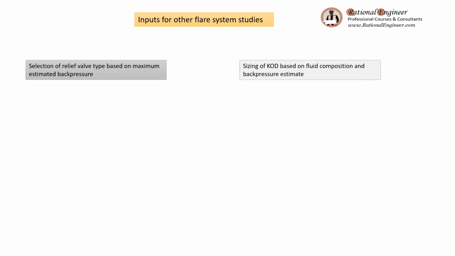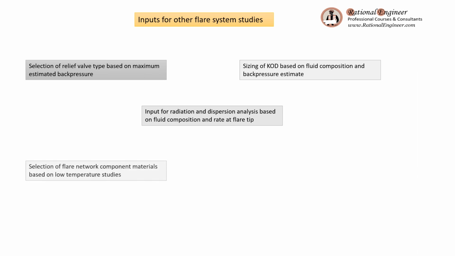Flare network hydraulics would also provide inputs or starting points for other flare system studies, such as selection of the type of relief valve based on the maximum estimated back pressures, sizing of knockout drum based on the fluid composition and estimated back pressures, input for any radiation and dispersion analysis based on the fluid composition and rate at flare tip, selection of lower design temperatures of the flare network components based on the low temperature studies, purge rate estimation studies based on the size of the flare header.